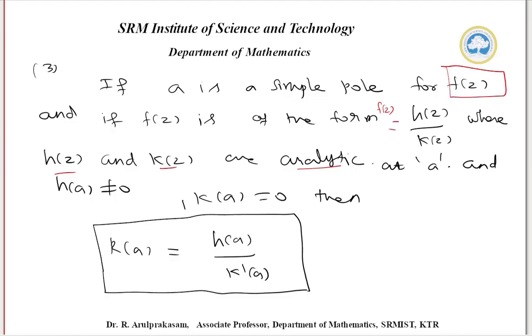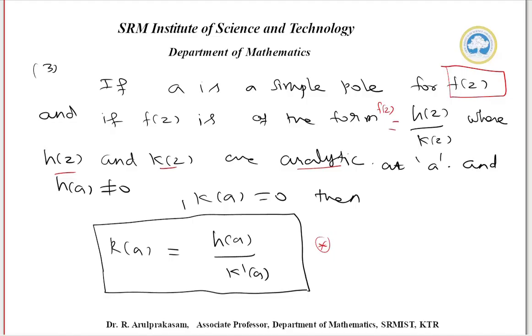What do you mean by k dash of a? One time differentiation with respect to z. That's it. Only three methods we have for finding residue. So now I'll move on to some simple problems on how to find the residue value, and we'll go one by one.